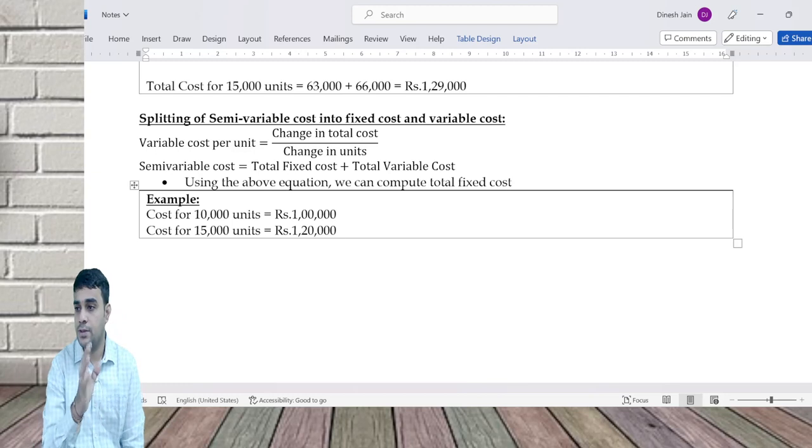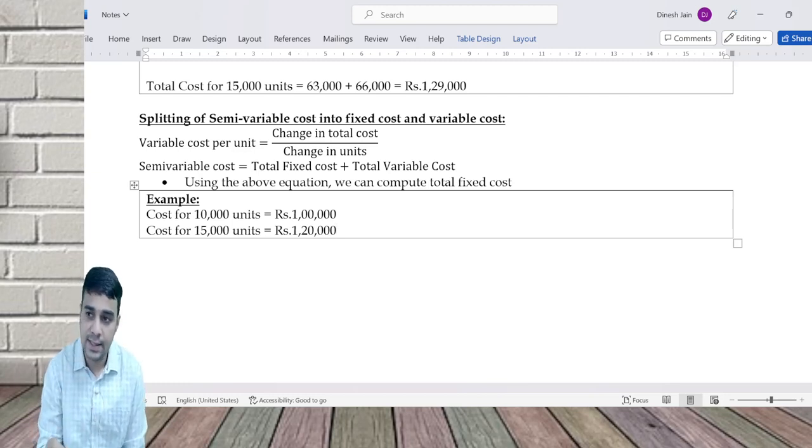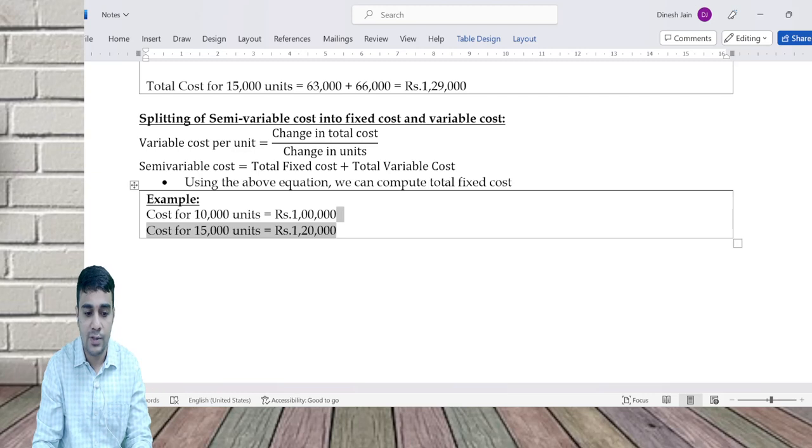Okay, now coming to this example, first let's understand whether it is semi-variable, fixed or variable. Whenever you give a figure, two numbers need to be given, and the overall number is not the same. If the overall number is not the same, it is not a fixed cost. Fixed cost total, if you say cost for 10,000 units 1 lakh, 15,000 units 1 lakh, 20,000 units 1 lakh, then it is a fixed cost. The fixed cost by nature has to remain the same.